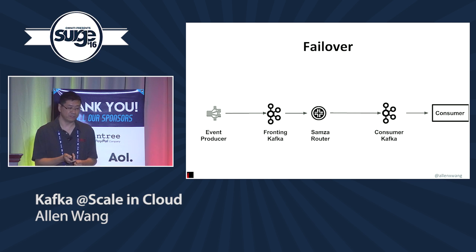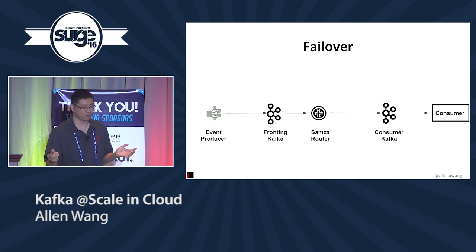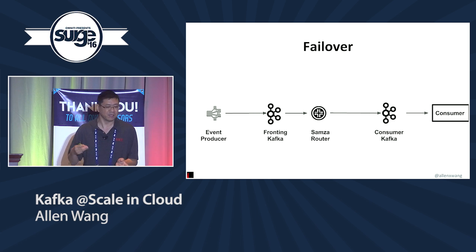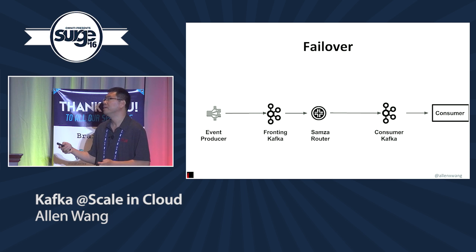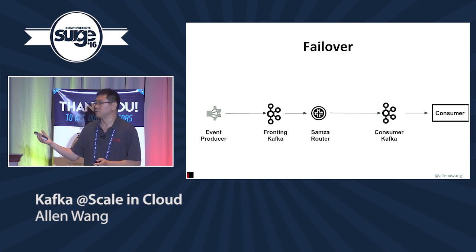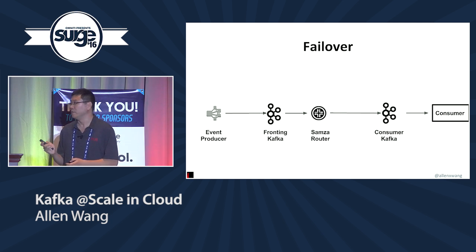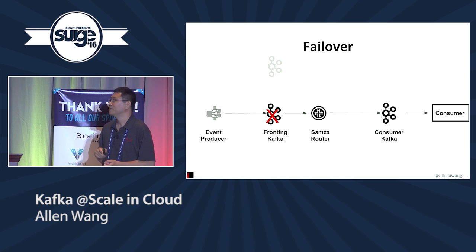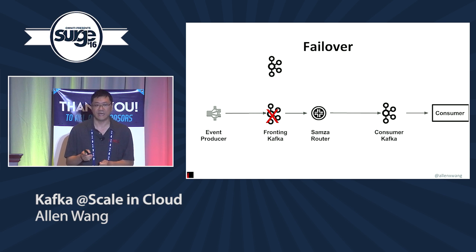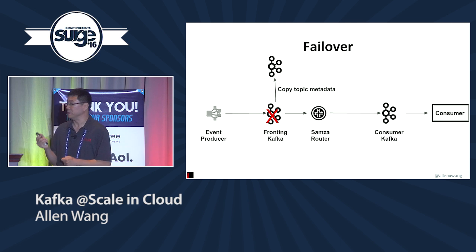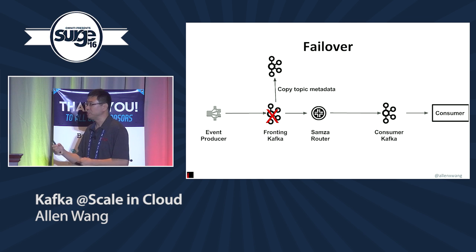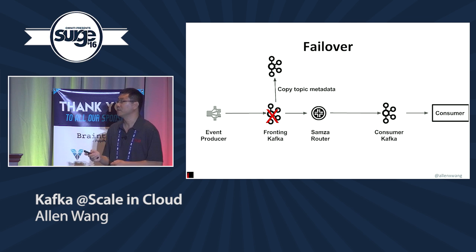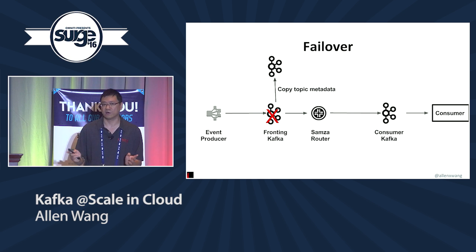So this is what happens at failover. Assuming you have a pipeline working with producers sending events to fronting Kafka and a router routing the events to the consumer Kafka cluster. And all of a sudden, your fronting Kafka cluster is on fire. So what we do, we spin up the standby Kafka cluster, and we copy the topic metadata from the original cluster to the new cluster. And in this step, there's no data copying involved.